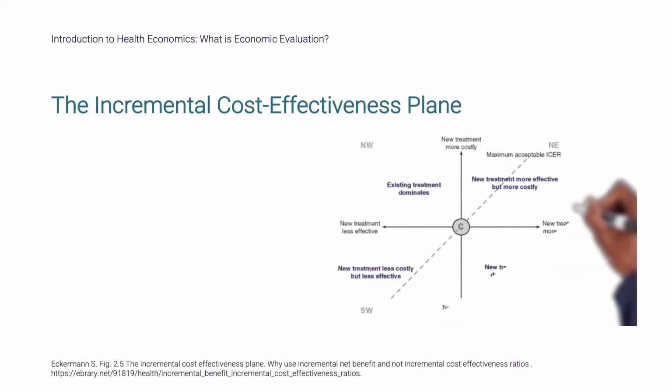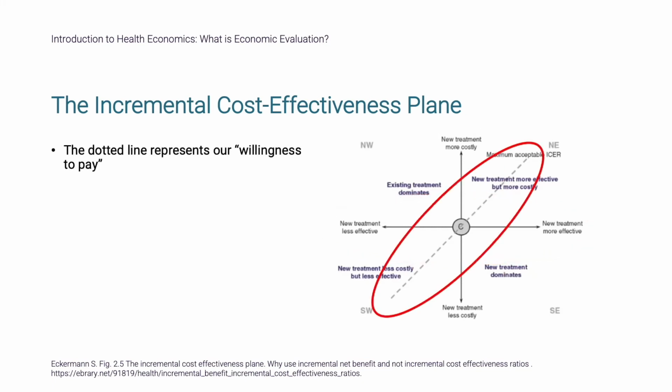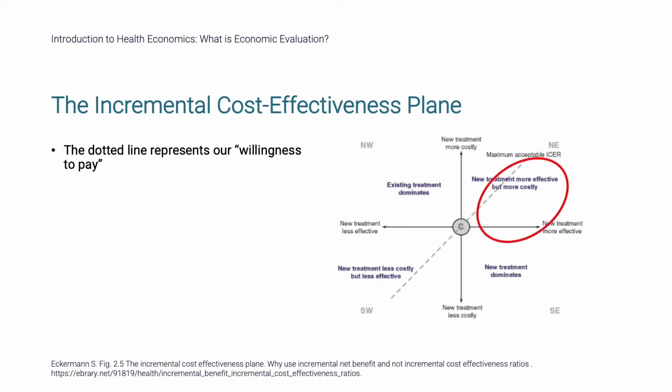This can be more clearly visualized if we consider the ICER within a plane, where costs are on the y-axis and outcomes are on the x-axis. This plane has 4 quadrants. The dotted line represents our willingness to pay. If the new treatment falls in the northeast quadrant under that line, we deem it cost-effective. We are paying more money but realizing health gains, as in our example where the more expensive drug led to more symptom-free days.